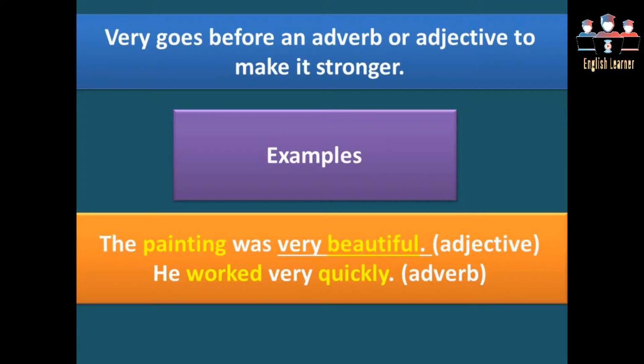Next example is very quickly. He walked very quickly. In this example, very is used just before quickly. Quickly is an adverb of manner, whereas it is directly linked in this example with a word that is walked.